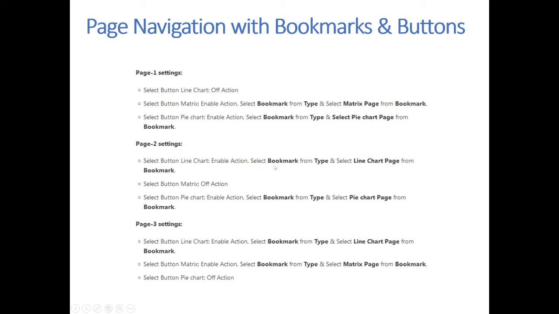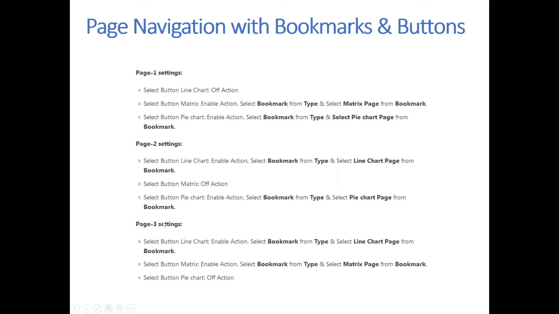Page 2 will be similar, but this time around for the button line chart, we enable Action, then select Bookmark from Type, then select line chart Page 1. That means if we click on the first button, it will lead us to the line chart page. Then for button matrix, that is off because we are on Page 2, currently on that particular page. Then for button pie chart, enable Action, select Bookmark from Type, and then select the pie chart page from Bookmark.